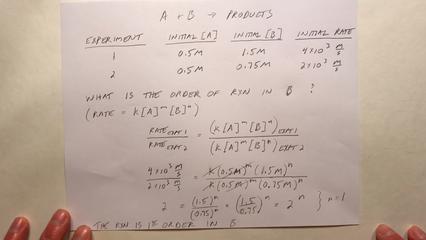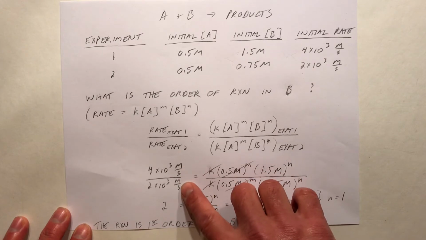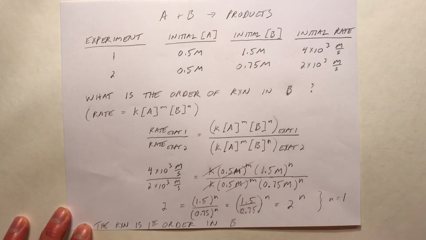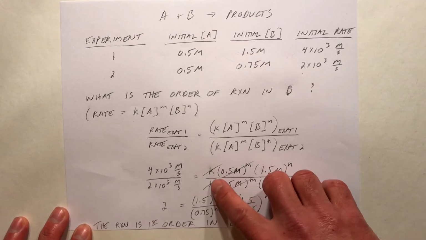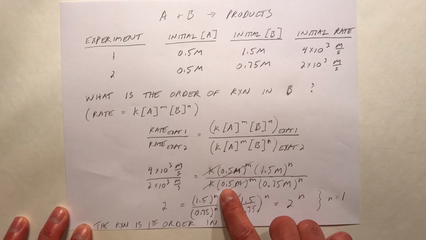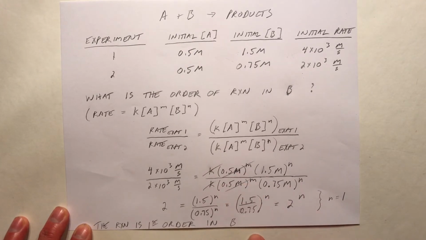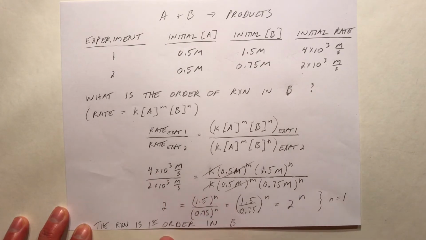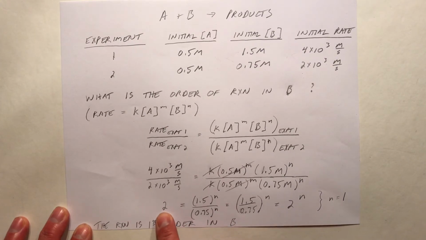What we notice then is, first of all, the units are going to cancel out. Molar per second divided by molar per second cancels, molar divided by molar cancels. Second of all, anything that's common to the top and bottom will cancel. So K divided by K cancels. 0.5 molar to the m power divided by 0.5 molar to the m power cancels. So we end up with 4 times 10 to the third divided by 2 times 10 to the third, or 2 on the left-hand side of the equality.